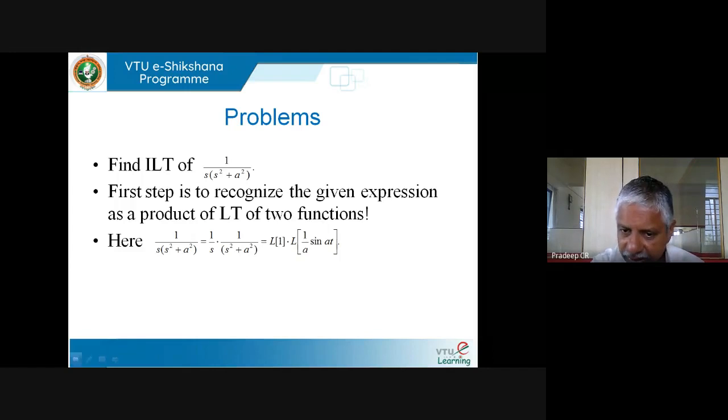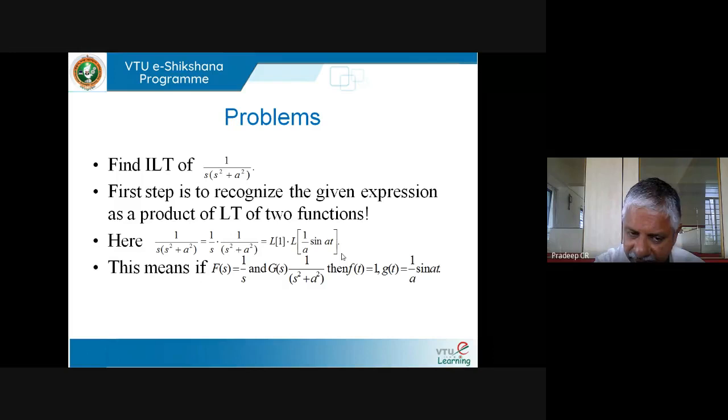Because you see here, Laplace of 1 by a sine at is 1 by a into Laplace of sine at. Laplace of sine at is a by s square plus a square. 1 by a is outside, so a and a get cancelled, and I'll be left with 1. So Laplace of 1 by a sine at is indeed 1 by s square plus a square. Easy manipulation, just using linearity.